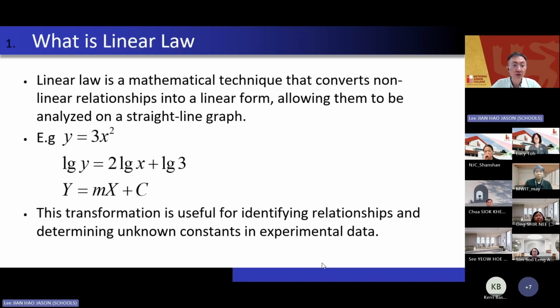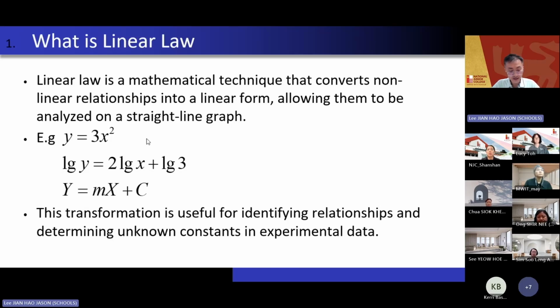For example, if we have a quadratic equation y equals 3x squared, and we take log on both sides of the equation, we can get this equation, log y equals 2 log x plus log 3. And then we express big Y, which is log y, equals m, which is 2, and log x, which is big X, and c, which is log 3. Okay, creating a linear equation, Y equals mX plus c. This transformation is useful for identifying relationships and determining unknown constants in experimental data.